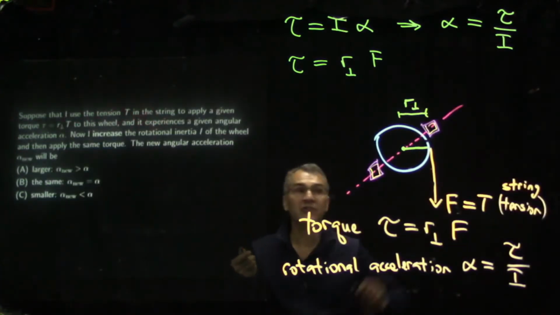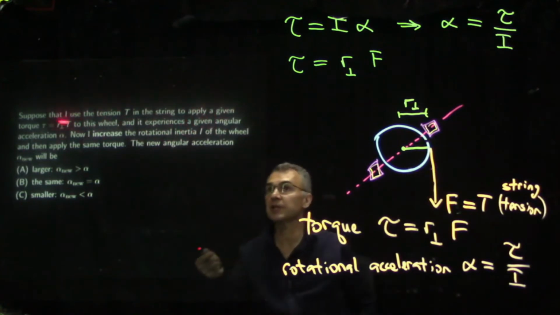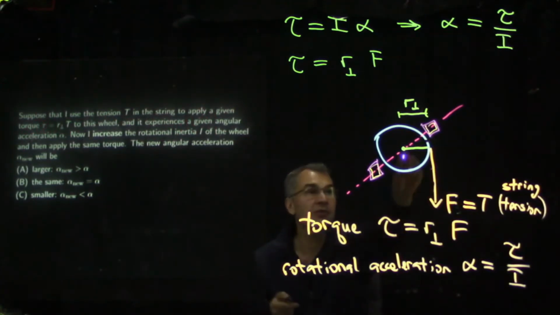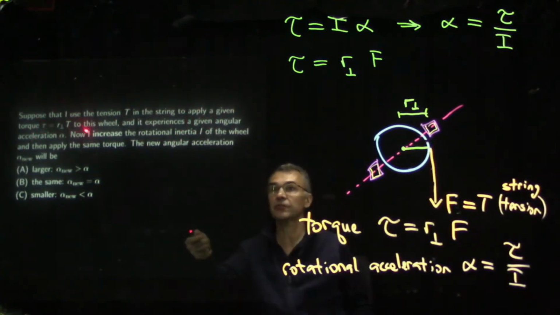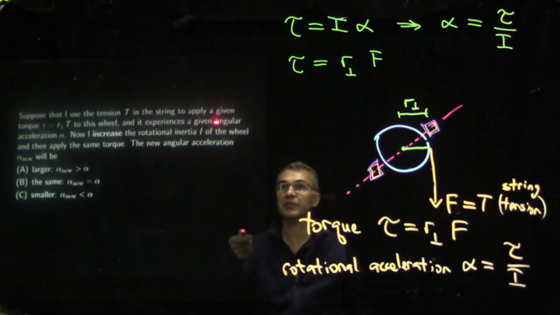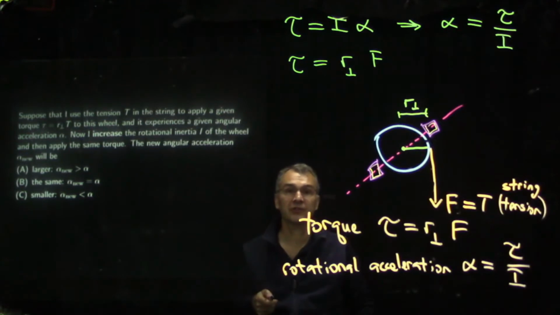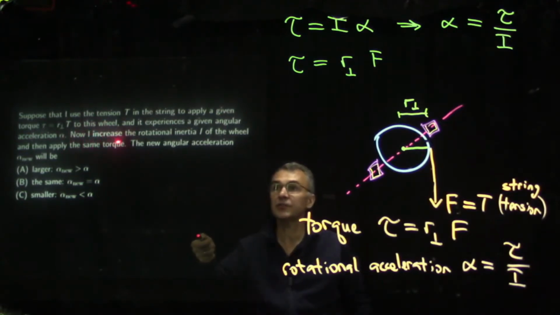Suppose I use the tension T in a string to apply a given torque, which is R perp times T, to this wheel, and the wheel then experiences a given angular acceleration alpha, also known as a rotational acceleration alpha. Now I increase the rotational inertia of the wheel. How am I going to do that?